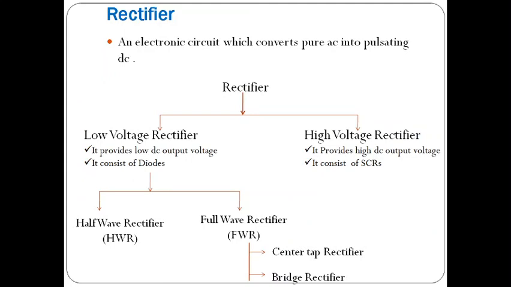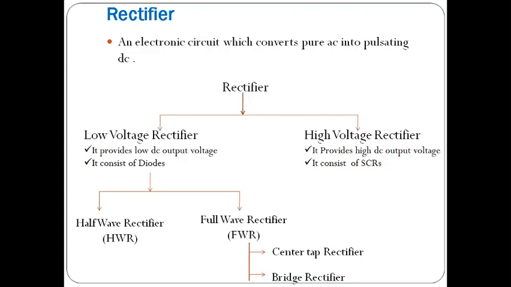Rectifier. So we already know these are electronic circuits which convert pure AC into pulsating DC. These rectifiers are classified into two types based on their output DC values, that are classified as low voltage rectifier and high voltage rectifier. The low voltage rectifiers provide the low output DC voltage, and the high voltage rectifiers provide the high DC output voltage.